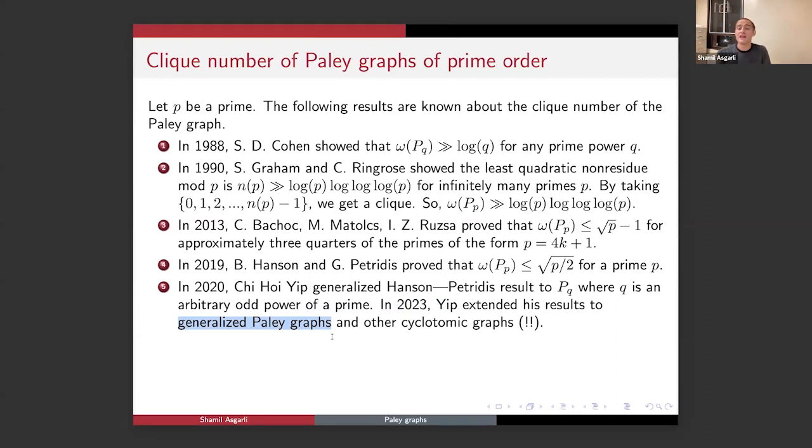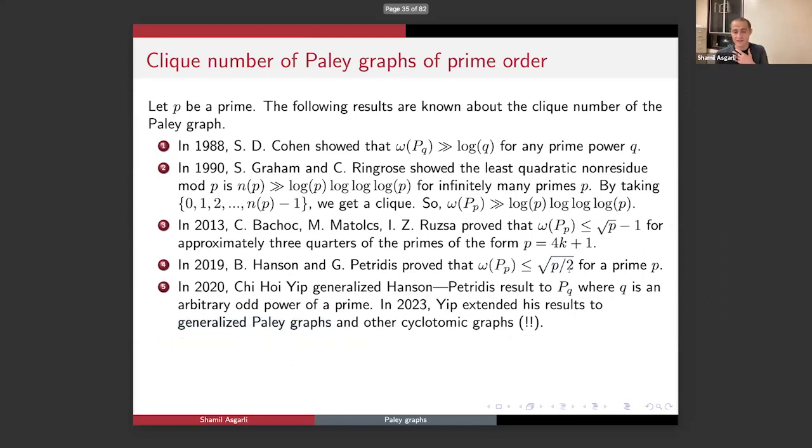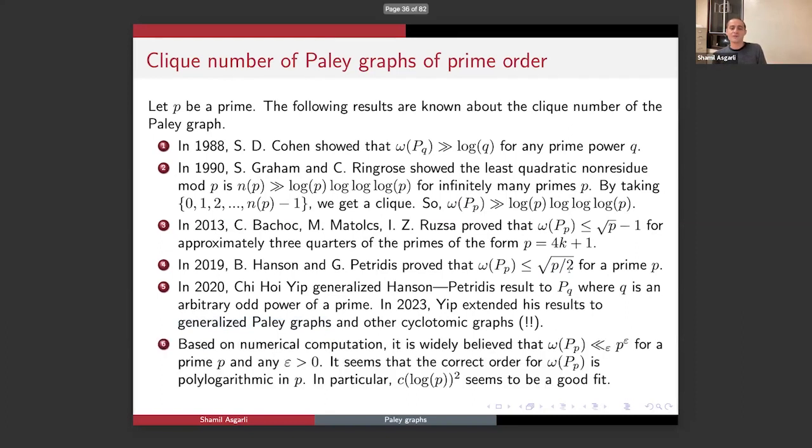And there, you can expect to get square root of p over d instead of p over 2, square root of p over d. And basically, that's what Chi-Ho Yip proved just this year. So this is kind of a breakthrough result I wanted to mention.